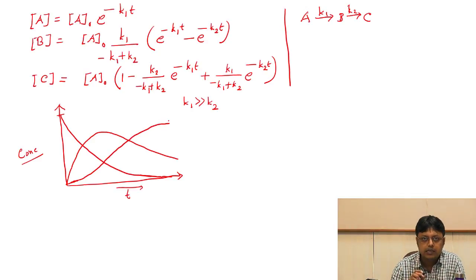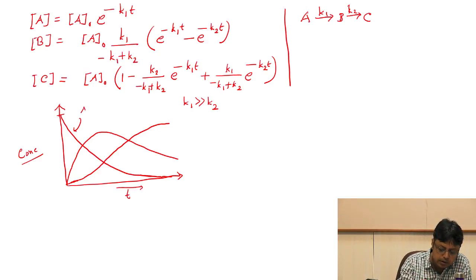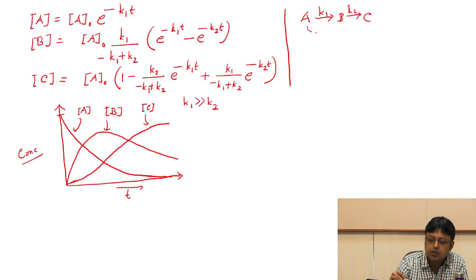Now let us try to explain why the curves are so like that. This is the curve for A, this is the curve for B, the intermediate. Now B is called an intermediate, and this is the curve for C. So it is as if A is going into C via B, where B is the intermediate. This is only for the condition that K1 is much larger than K2. We'll see the other condition in a minute.